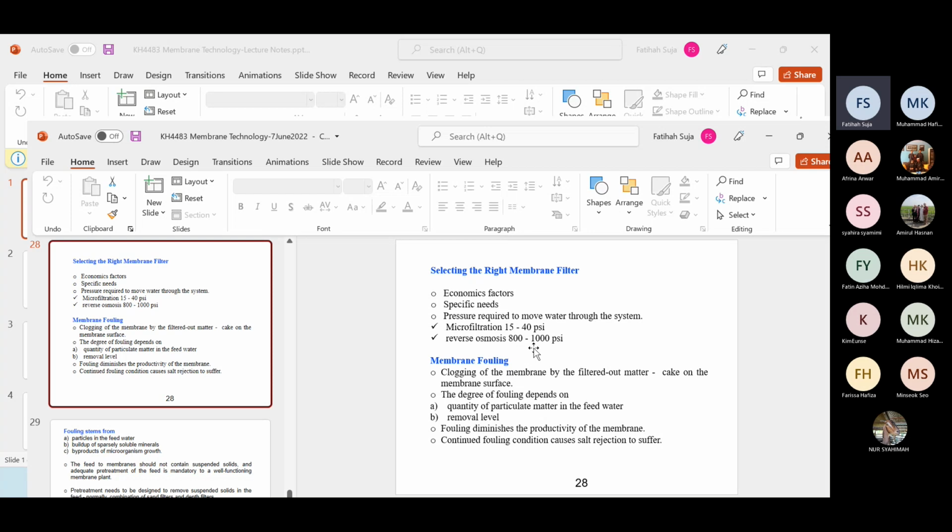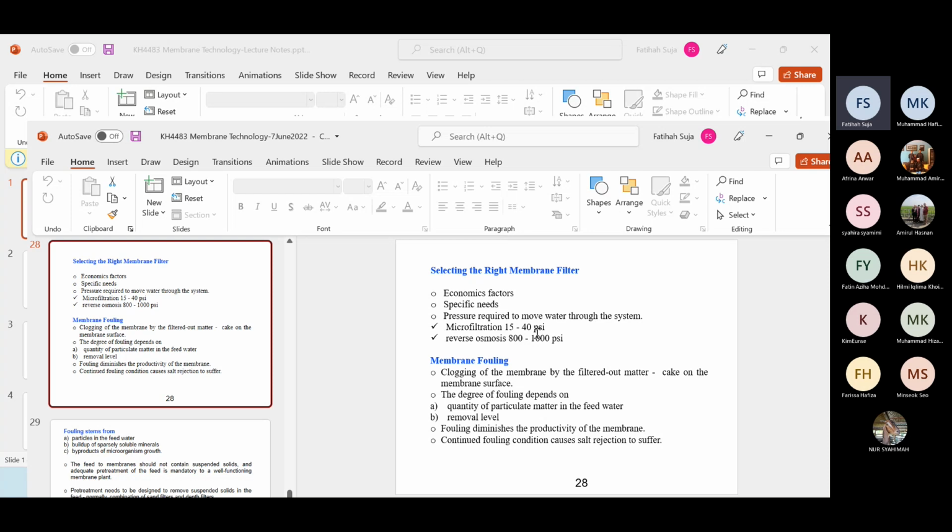Another aspect that you need to consider when you discuss the different levels of filtration is the pressure required here. Okay, this is very important.